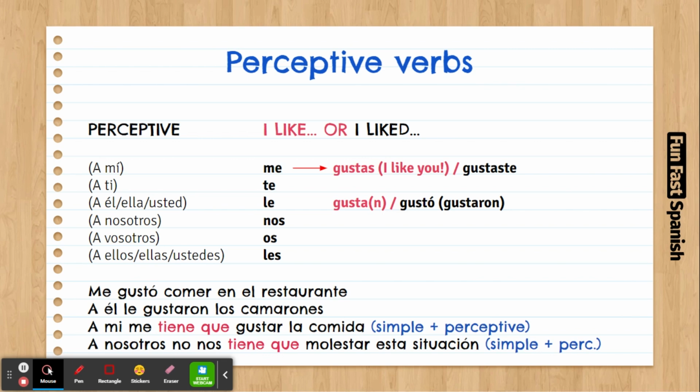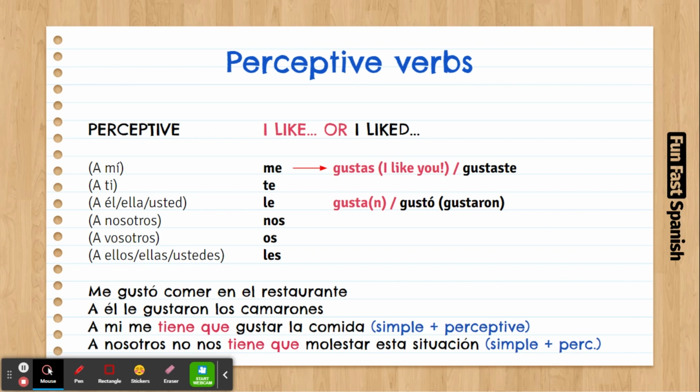It's not that easy. So perceptive verbs, we have between 10 or 15 of them, but for now, the most important thing is that you work with maybe one or two, and later you're gonna use the other ones. The most important thing is that you learn how to use the perceptive structure, that you can nail it, and then you can use the rest of the verbs. So for now, we're gonna stick to gustar, to like, and encantar, when I love things.